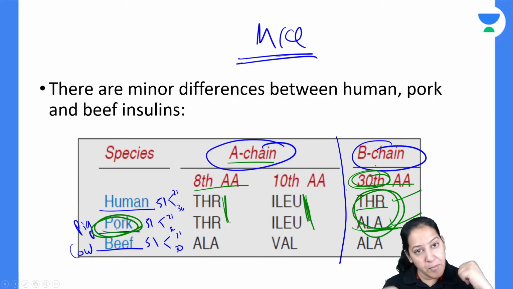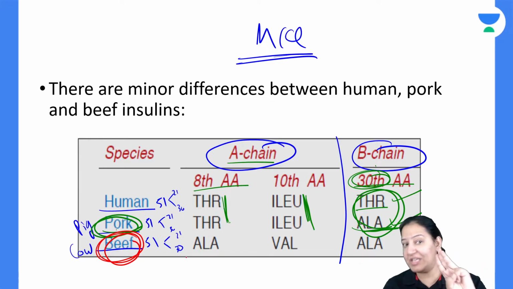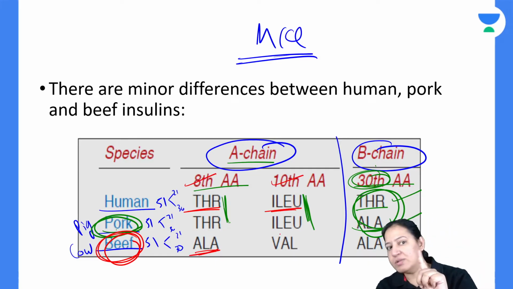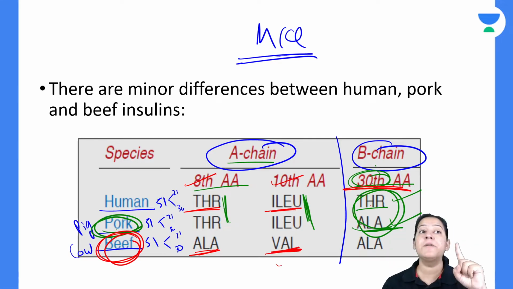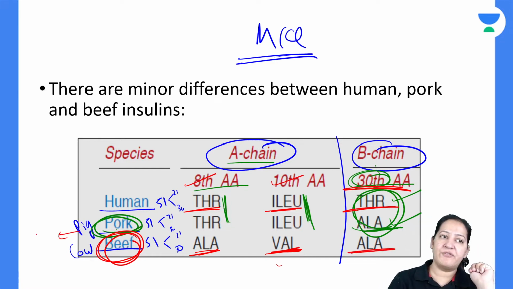Right? Let's talk about beef. Beef insulin, the cow insulin. Beef insulin has 3 changes. Number 1, in the alpha chain, humans have threonine at the 8th amino acid, beef has alanine. At the 10th amino acid, humans have isoleucine, the beef has valine. At the beta chain's 30th amino acid, humans have threonine, the beef has alanine. So there are 3 differences. So pig is only different in 1 amino acid, cow is different in 3 amino acids.